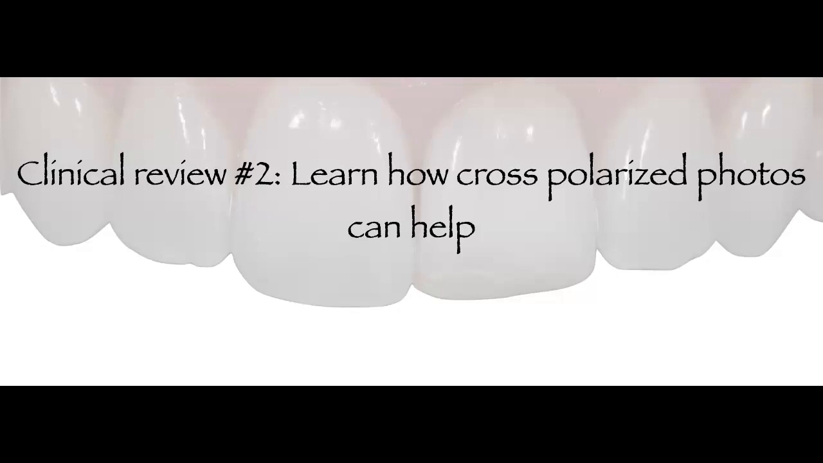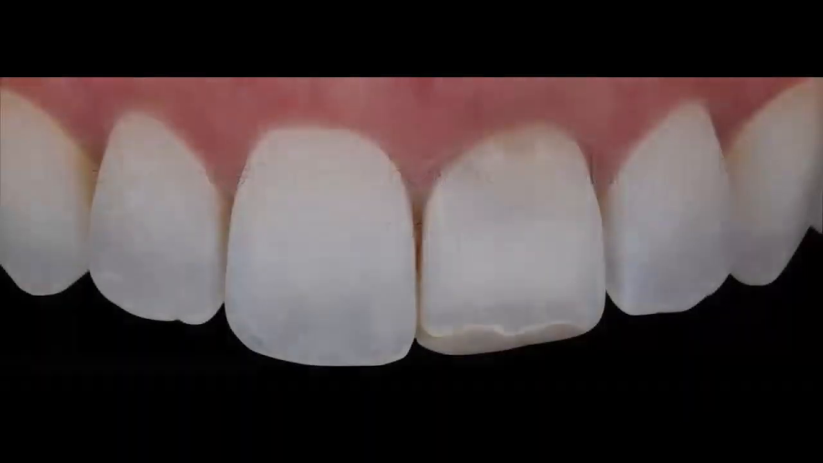So my second clinical review is going to be to help you learn how cross-polarized photos can help you for a case like this. And this all has to do with aesthetic dentistry. Again, when you look at the cross-polarized photo, what I'm trying to do is evaluate the aesthetic aspect of tooth number 8 so that I can replicate that on my composite on tooth number 9.